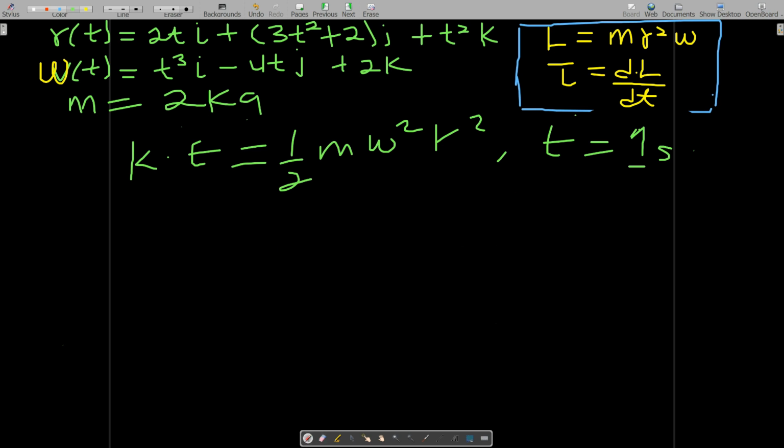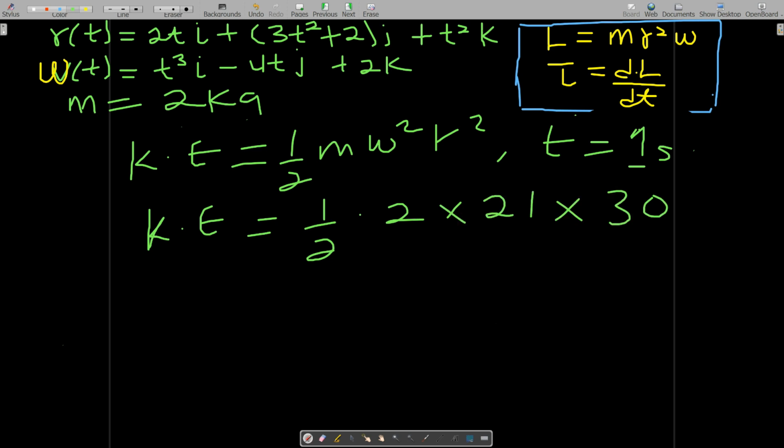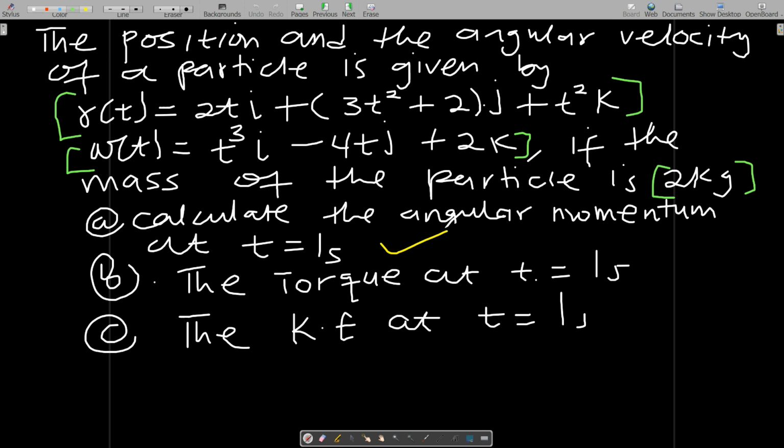So I have my kinetic energy equal to half times the mass, which is 2, times omega squared, 21 we had, times 30. So this can cancel this. I have 21 times 30, and it has to be 30 joules. Okay, so 21 times 30, let's see. Alright, so it says 30 joules. Okay, so this is the solution to the previous question. Okay, so we're able to do this and do this as well.